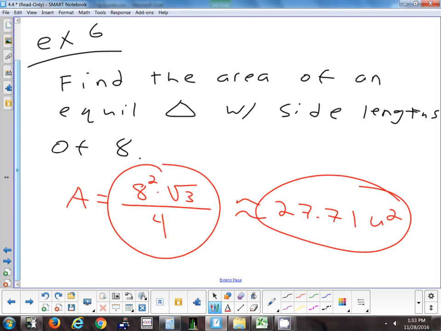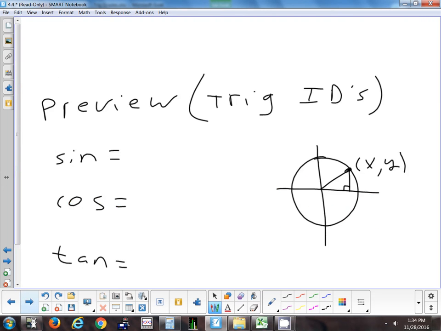All right, so the last thing I'm going to do is show you a preview of one of the types of problems we're going to look at this week, just to get you thinking about it. The big difference here with trig identities is forget about numbers. There are no numbers. You don't need a calculator to do any of this. It's all trig functions.